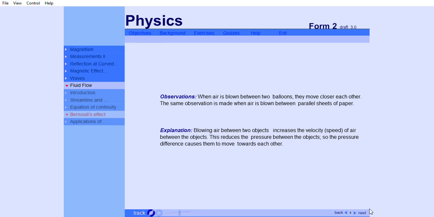Observations. When air is blown between two balloons, they move closer to each other. The same observation is made when air is blown between parallel sheets of paper. Explanation: blowing air between two objects increases the velocity or speed of air between the objects. This reduces the pressure between the objects, so the pressure difference causes them to move towards each other.